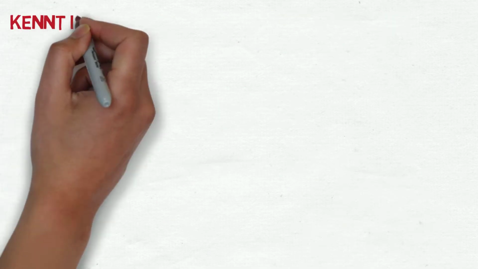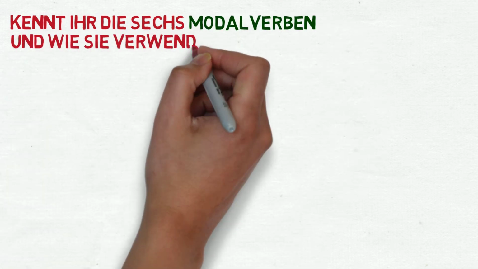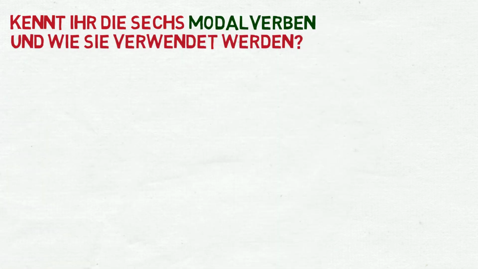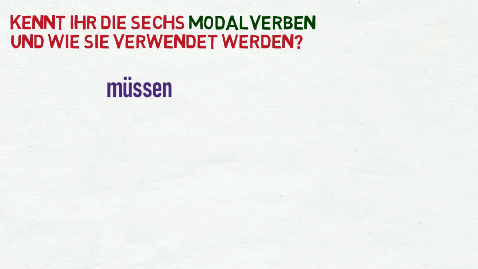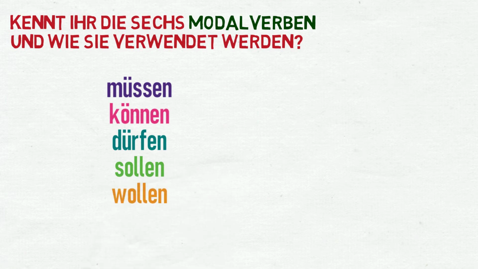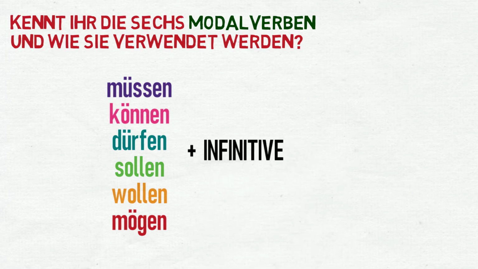To begin with, it's important for this video that you're aware of the 6 modal verbs and how to use them. If this is not the case, please go back and watch my introductory modal verbs video by clicking the banner now. The modal verbs are müssen, können, dürfen, sollen, wollen, and mögen. And they almost always have to be used with an infinitive at the end of the clause. And the conditional perfect is no exception.